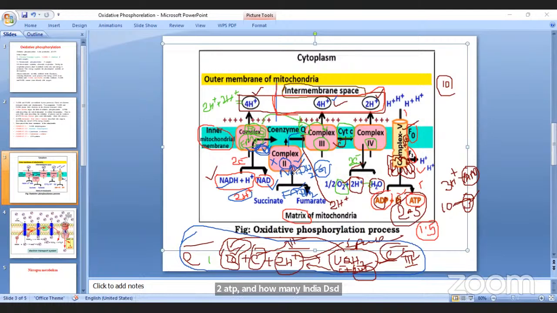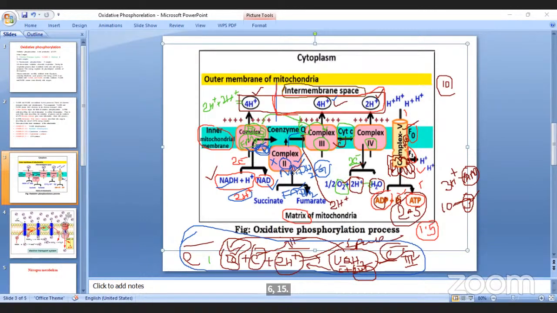NADH2 formed. For one NADH of the Krebs cycle entering the electron transport, how many ATPs are produced? 2.5, sir. So your total formed is 6. 6 into 2.5, 15 ATP. The last one, FADH2, 2 FADH2.